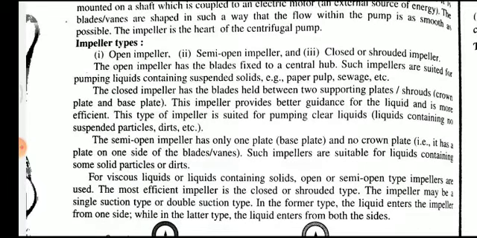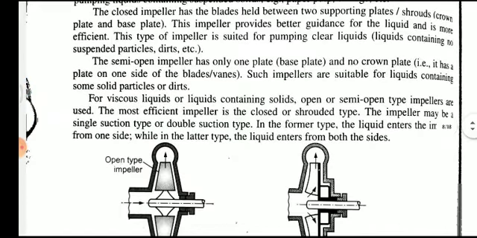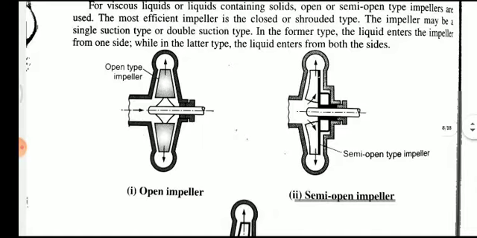The open impeller has the blades fixed to a central hub. Such impellers are suitable for pumping liquid containing suspended solids like paper pulp and sewage. So these are the open impellers.